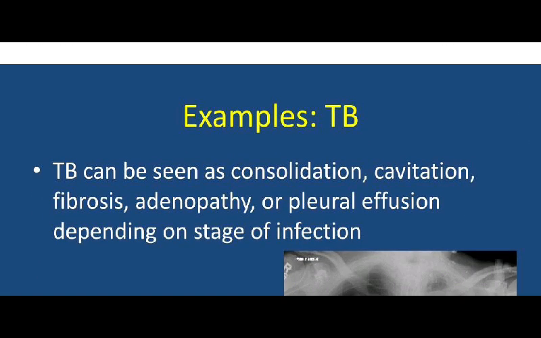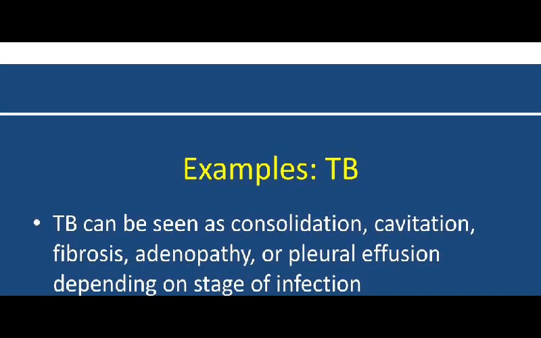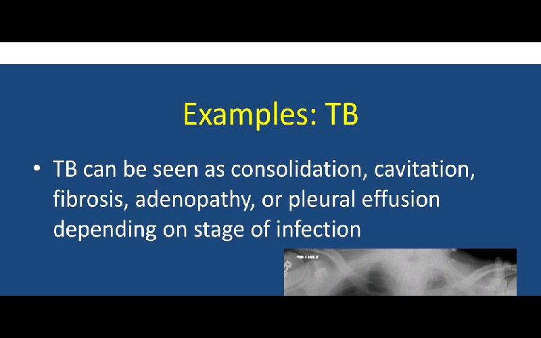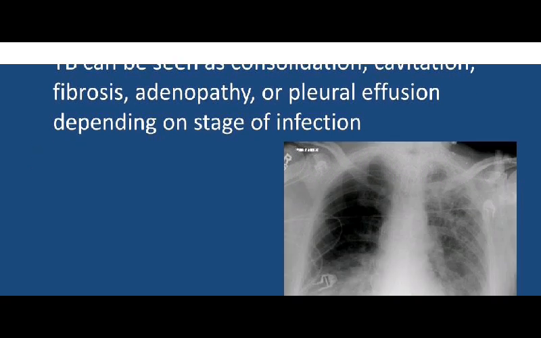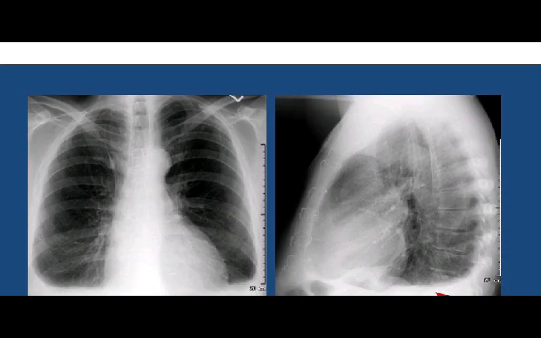Yes. Now, in TB, remember I told you that TB is caused by an infection called mycobacterium tuberculosis, and it comes with many signs such as consolidation, cavitation, fibrosis, that is formation of scar tissue in the lungs, adenopathy, pleural effusion, depending on the stage of infection. So the primary stage has its own signs, the secondary stage has its own signs, the miliary stage has its own signs. So we come over to pleural effusion.